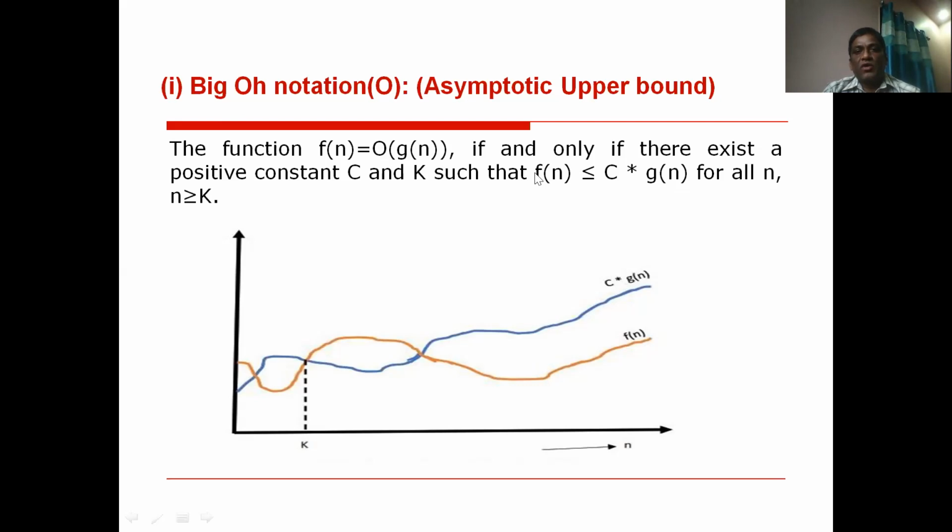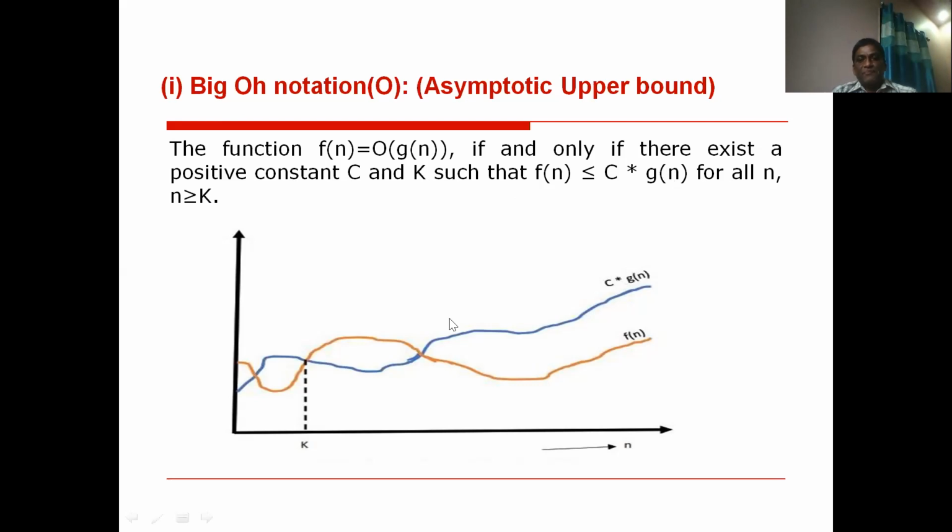And how do you pick this c? It depends on the corresponding example. It is possible that for every n value this may not be satisfied. Therefore we look for the range of values where this equation is going to be satisfied. So we assume that starting from k, k plus 1, k plus 2 and so on, this equation is going to be satisfied.